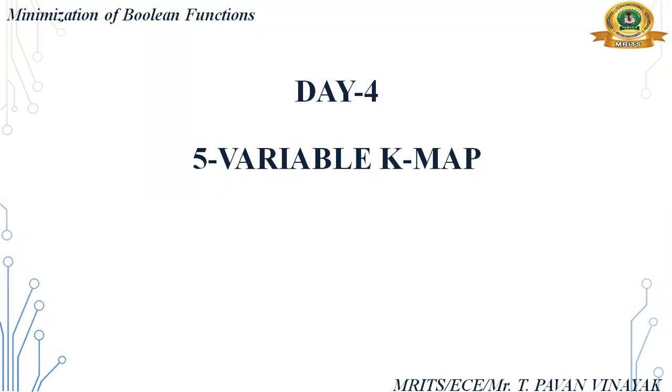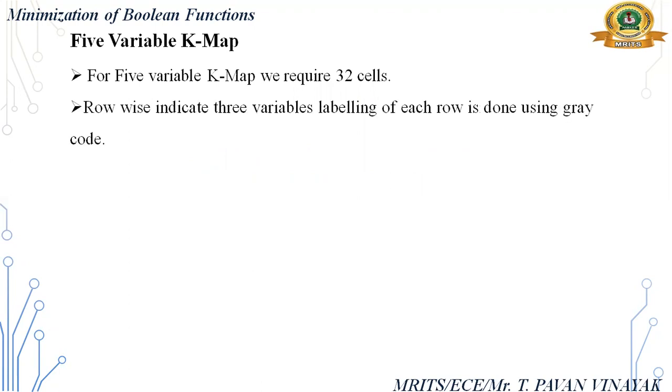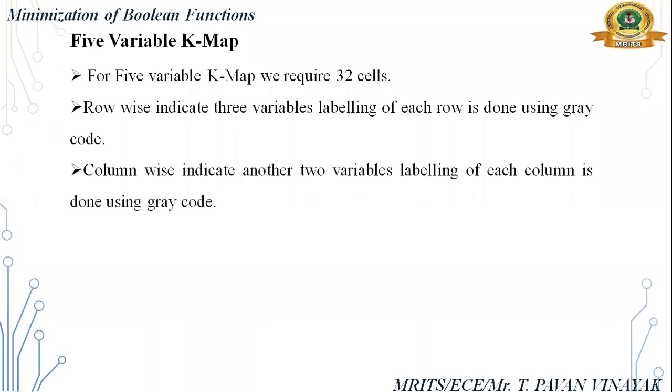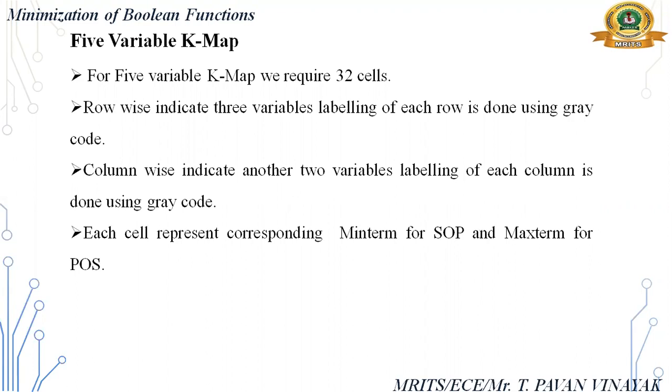So, what is a 5 variable K map? Let us see. For a 5 variable K map we require 32 cells, because 2 power 5 means 32. In a truth table we get 32 combinations, right? Those combinations are represented in cells. Row wise we indicate 3 variables, column wise we indicate 2 variables. Each cell is represented as a min term for SOP, a max term for POS, and the column and row names are indicated using gray code.